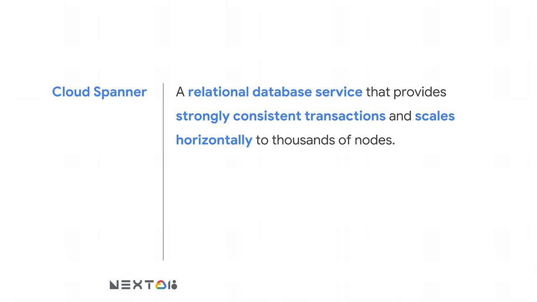And then I hope I can show you a couple of tricks on how to get the most out of Cloud Spanner. All right, if you read the statement about Cloud Spanner, it is a relational database service that provides strongly consistent transactions and that scales horizontally. Now that sounds pretty awesome, right?